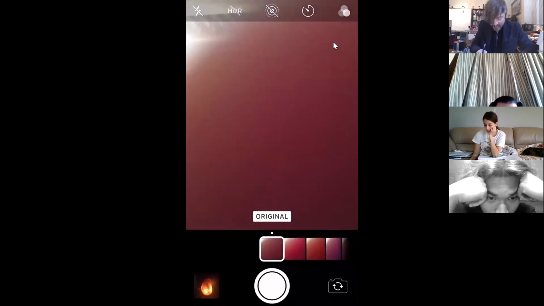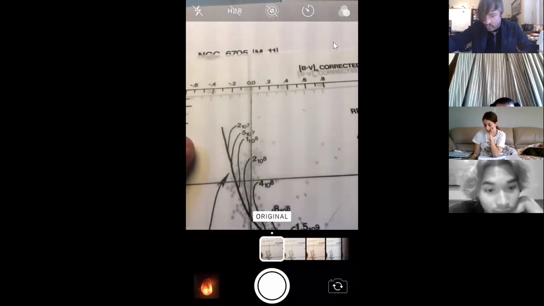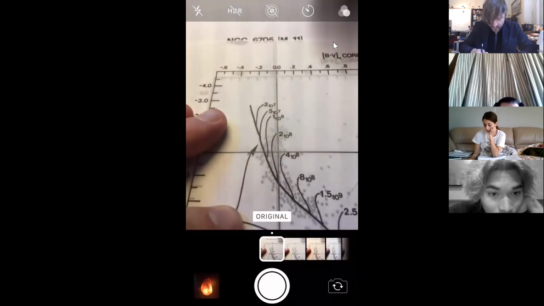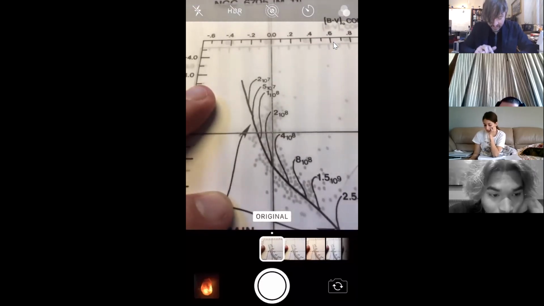Why don't you guys take a whack at this? I'll make this our last star cluster, and then I've got one more thing to do with you. Why don't you see if you can date this one using the technique of main sequence fitting?